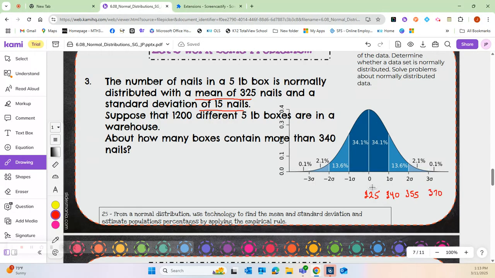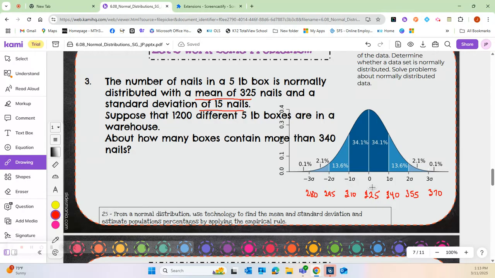As I move to the left, I'll do 325 minus 15. That's going to give me 310. 310 minus 15, that's going to give me 295. And 295 minus 15 is going to give me 280.